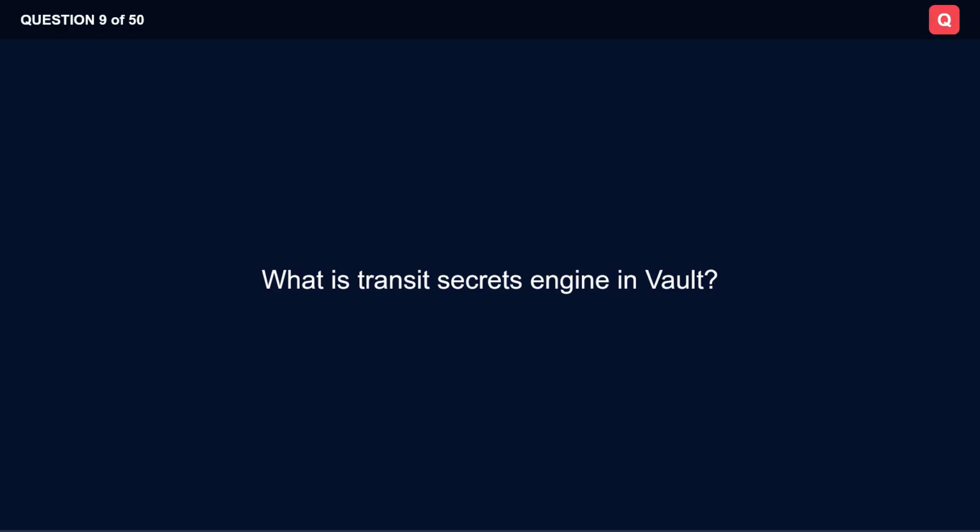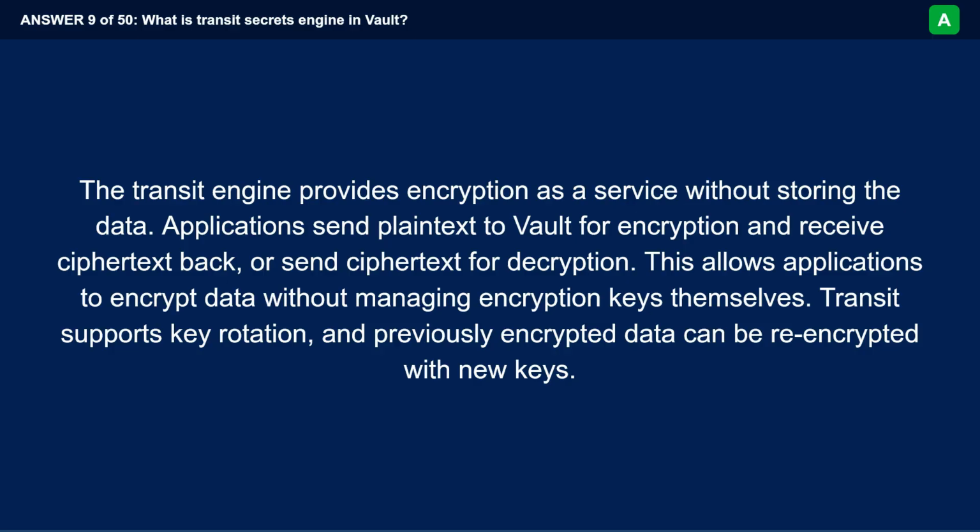What is Transit Secrets engine in Vault? The Transit engine provides encryption as a service without storing the data. Applications send plain text to Vault for encryption and receive ciphertext back, or send ciphertext for decryption. This allows applications to encrypt data without managing encryption keys themselves. Transit supports key rotation, and previously encrypted data can be re-encrypted with new keys.